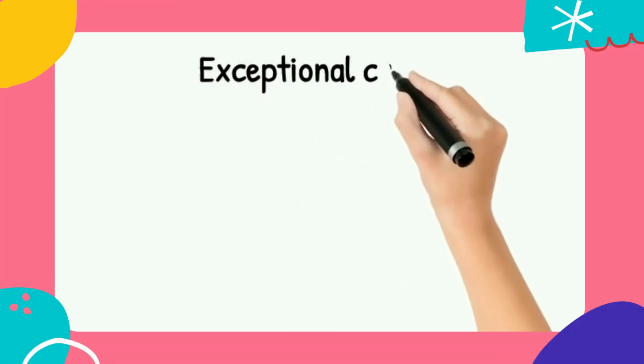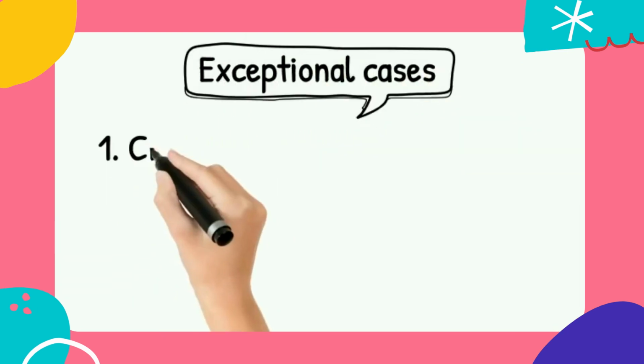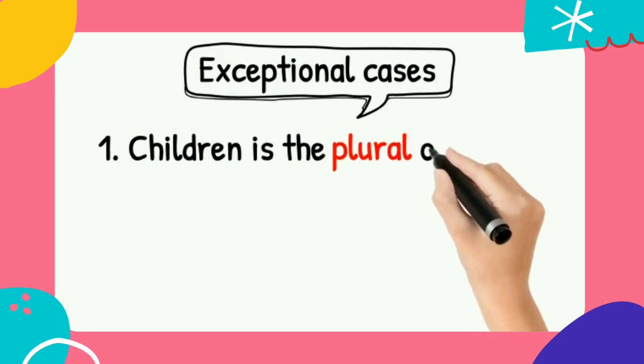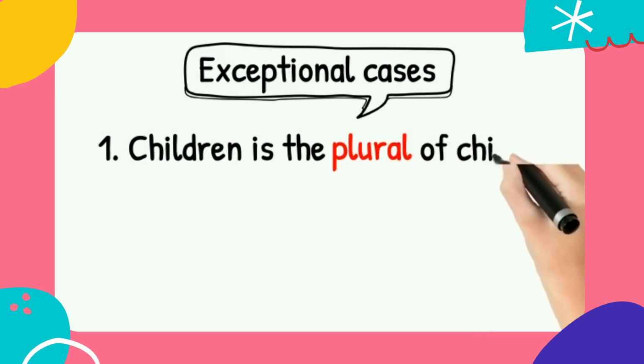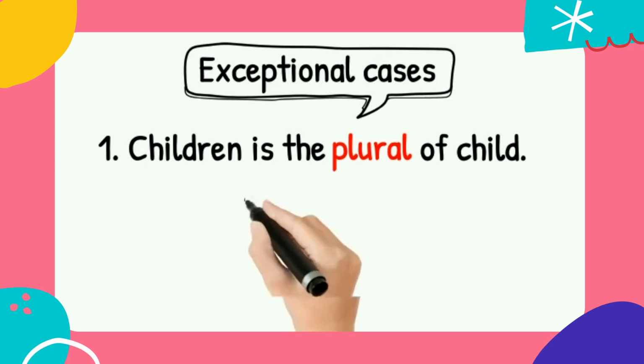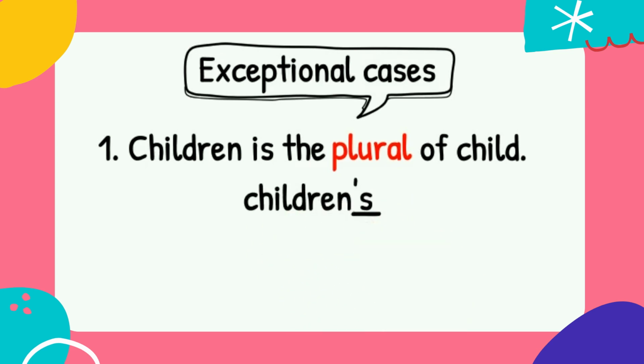However, there are some exceptional cases when using possessive apostrophe. The first one is, as we all know, children is the plural word of child. As I mentioned earlier, we use S apostrophe for plural words. But in this case, we use children apostrophe S.